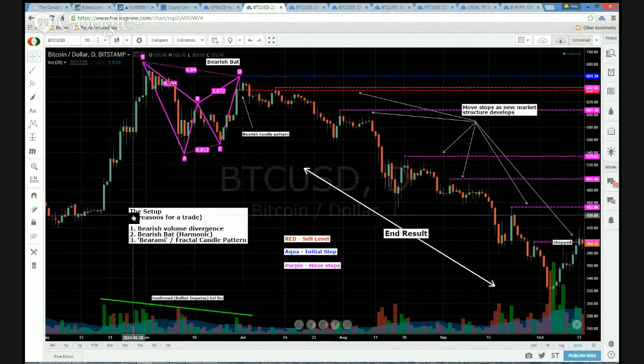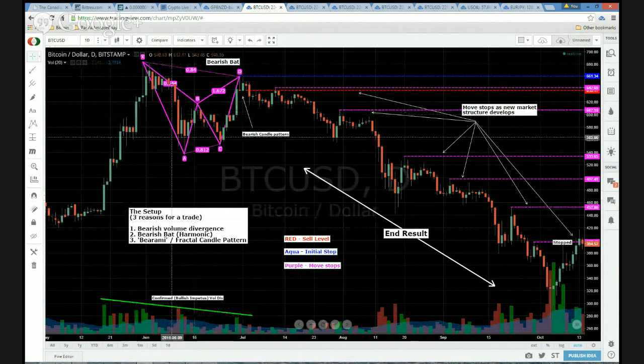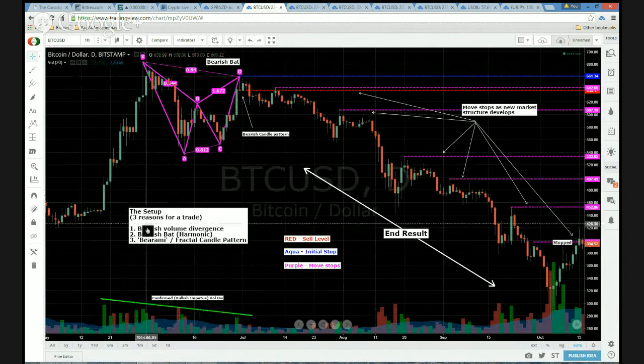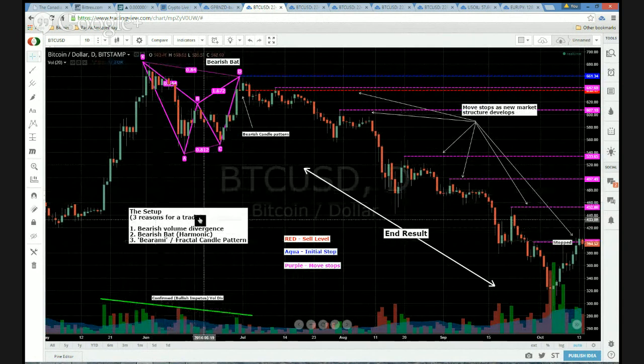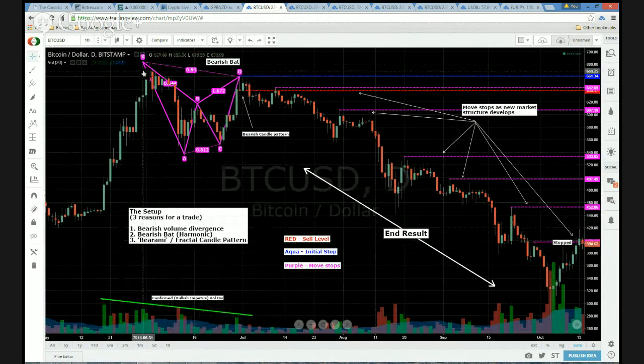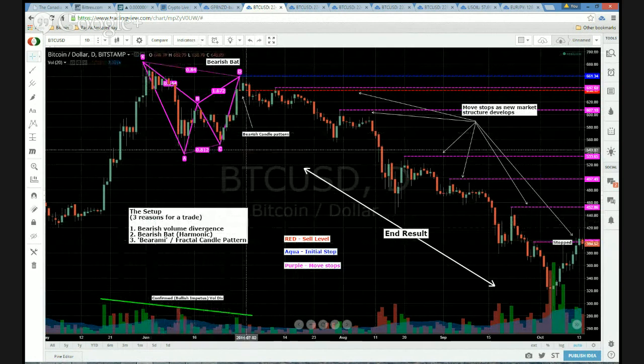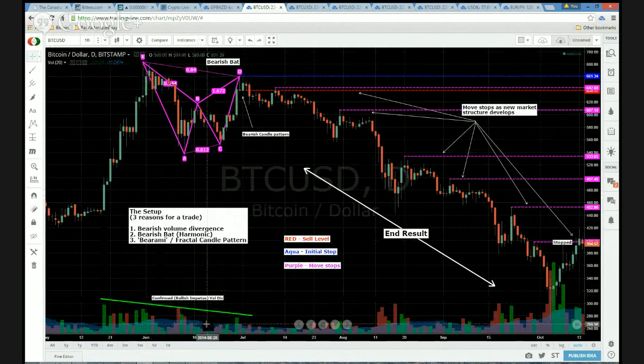As I said earlier, we want to find situations where we can see multiple reasons to take a trade. So believe it or not, before the harmonic pattern developed, we actually had a volume divergence developing. In this scenario, we said, what are our three reasons? The first reason was we had this volume problem.